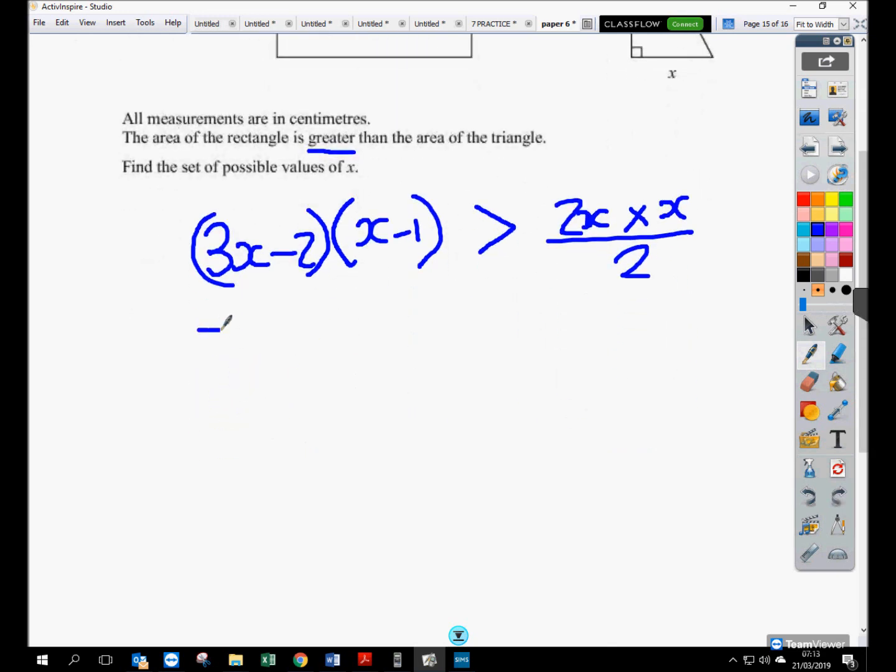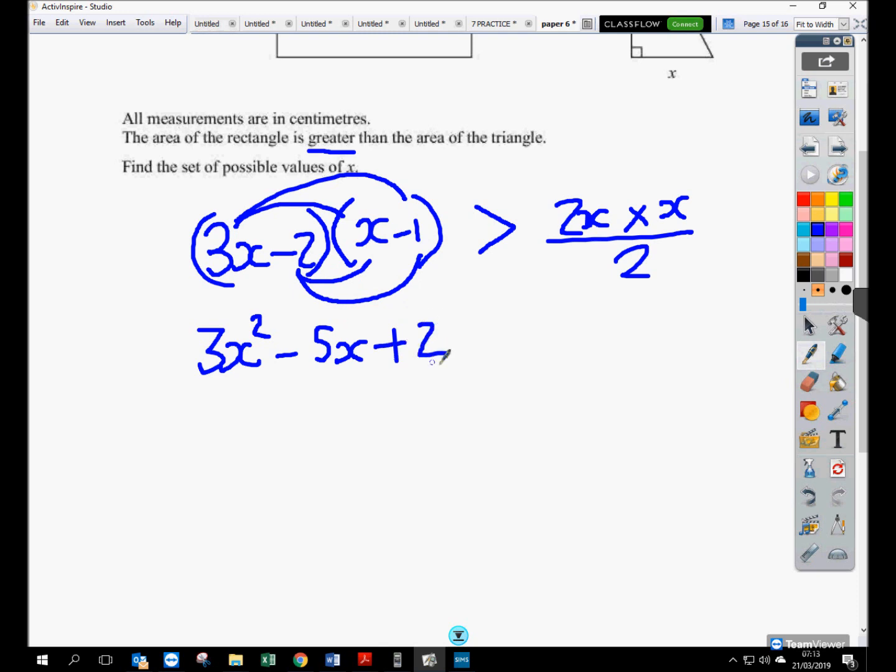Right, let's expand these brackets. So 3x squared minus 3x minus 2x. So minus 3x minus 2x makes minus 5x. And then minus 2 times minus 1 is positive 2. Now, on the top here, you have a 2, and on the bottom you have a 2. That 2 cancels, and it leaves you with x times x, which is x squared.